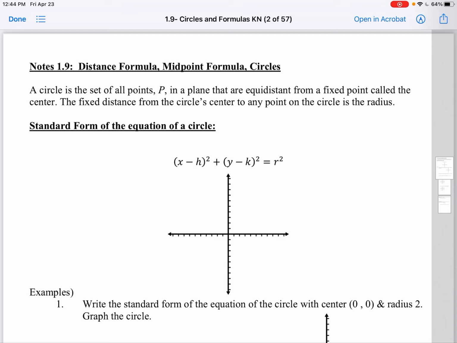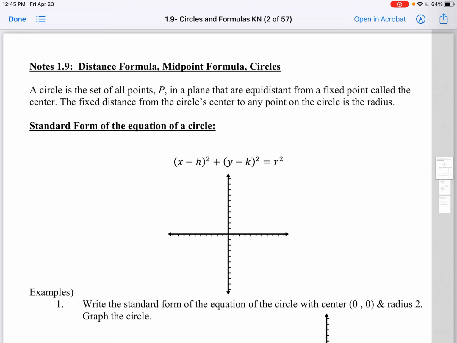So, to get started, again, just as that basic definition: a circle is a set of all points P in a plane that are equidistant from a fixed point called the center. The fixed distance from the circle's center to any point on the circle is the radius. All right. A lot of this is some good background information that you guys may already have.